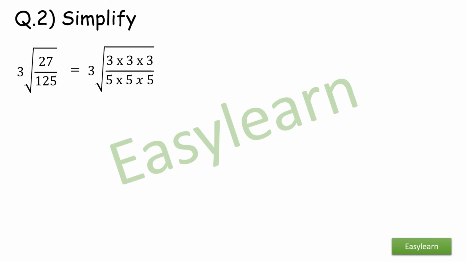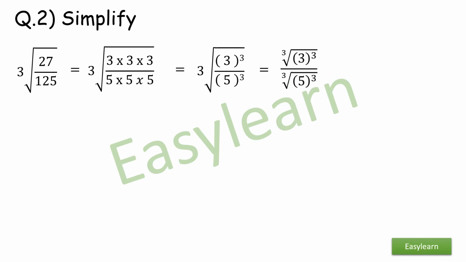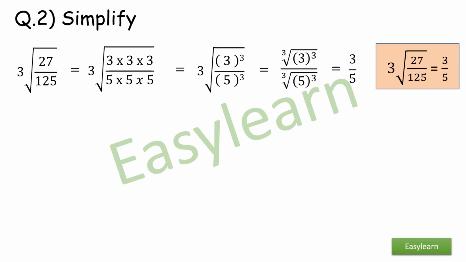Question 2, simplify. Cube root of 27 upon 125. So first, you have to find the factors. For 27, the factors are 3 into 3 into 3. And for 125, it is 5 into 5 into 5. Now I can even write it as cube root of 3 cube upon cube root of 5 cube. The cube root and cube get cancelled and we get 3 upon 5. Therefore, the cube root of 27 upon 125 is 3 upon 5.